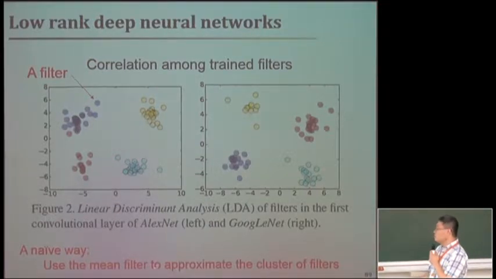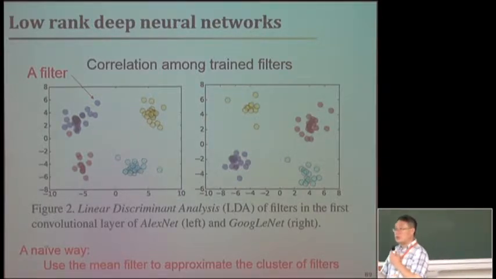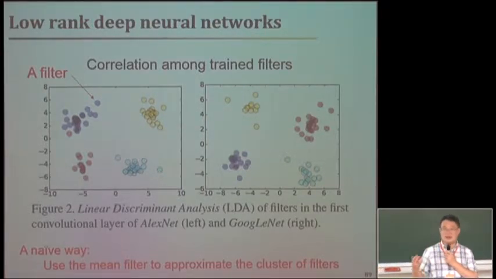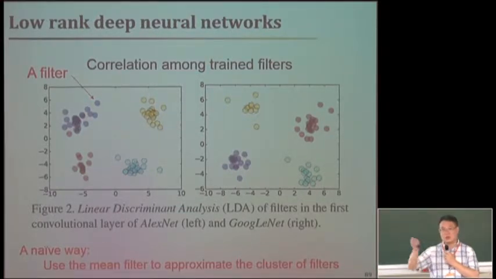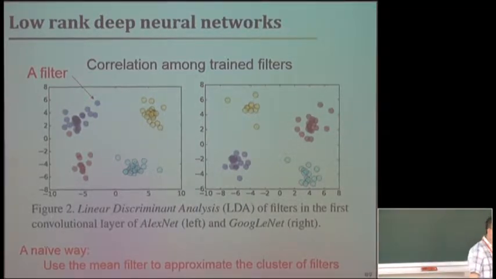A naive way is to use the mean filter after the grouping so that we can approximate the cluster of filters. We already talked about a lot of clustering techniques. The basic idea is we have a lot of vectors of values, and we try to group them so I can have a clear cut between different groups, and in the end we can represent them.